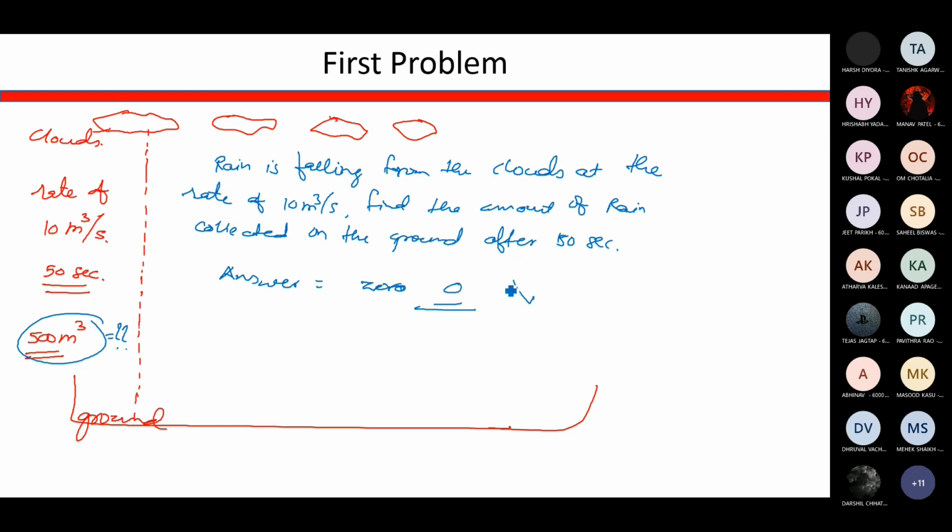Now why is the answer 0? Why is the rain collected on the ground 0? See, what is the state of the water present in the clouds? Whatever it may be, it is definitely not rain. Correct? Whatever may be the state of water present in the clouds, we do not call it rain. It may be whatever you want to name it, fine, but it is definitely not rain. Do you agree or not?